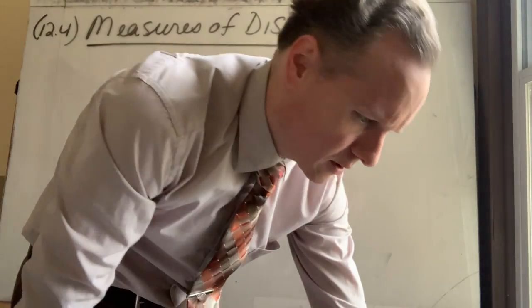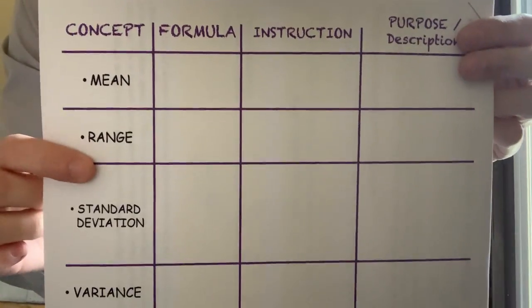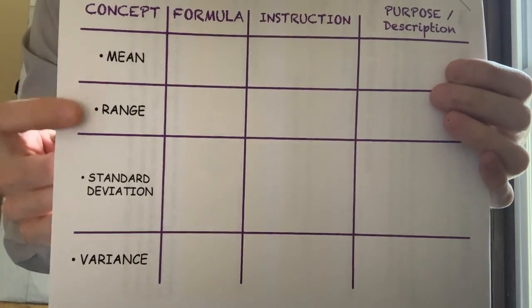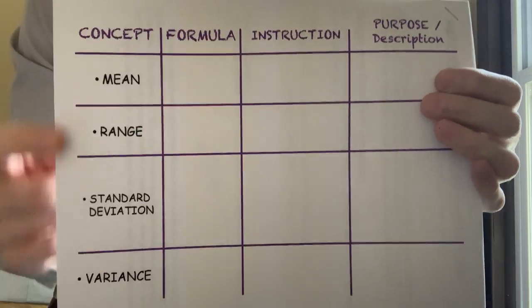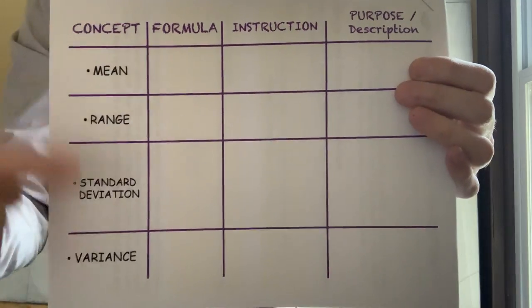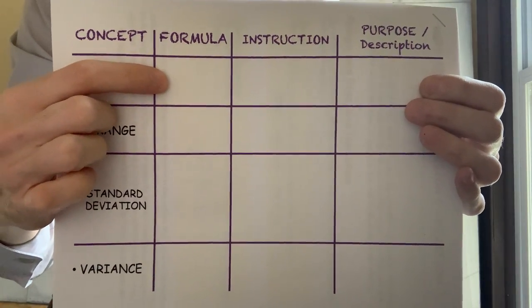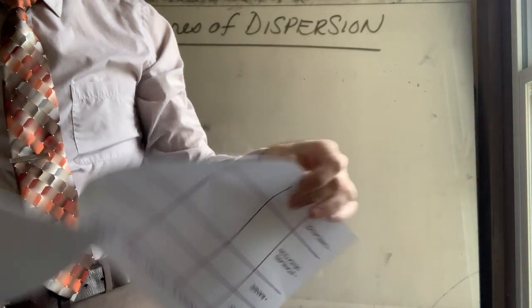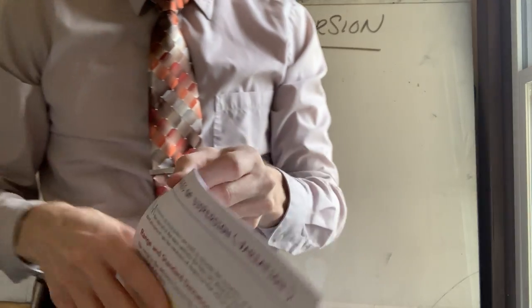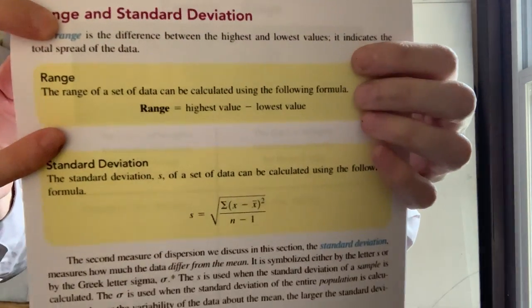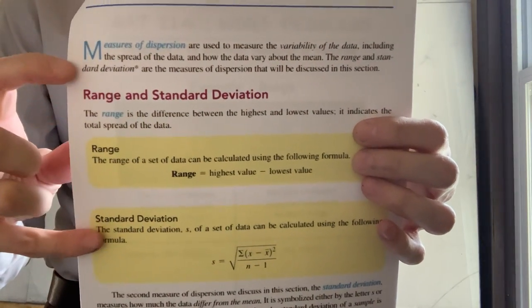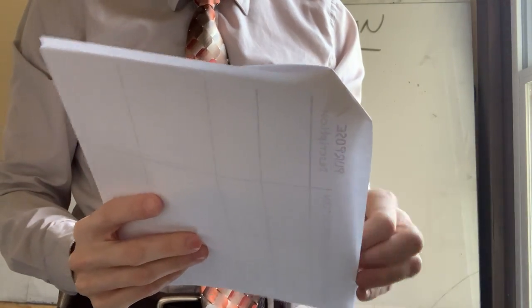The packet that I would have for you today has this table that I'm going to fill in to describe and compare these concepts, one of which you already know, the mean, of course, but it's good to have that in reference because there's some similarity here. I swiped this from the textbook just in case you don't see this video. These are the two formulas basically that you would need, one for range and the other for standard deviation. A little information about them.